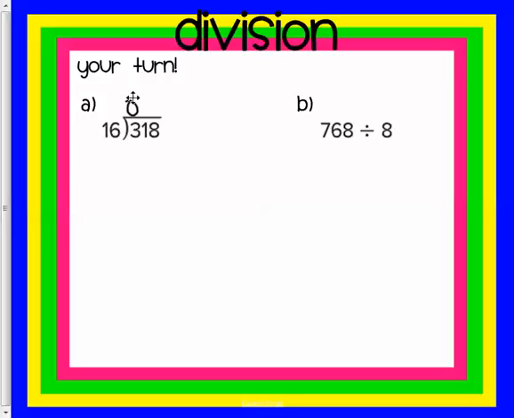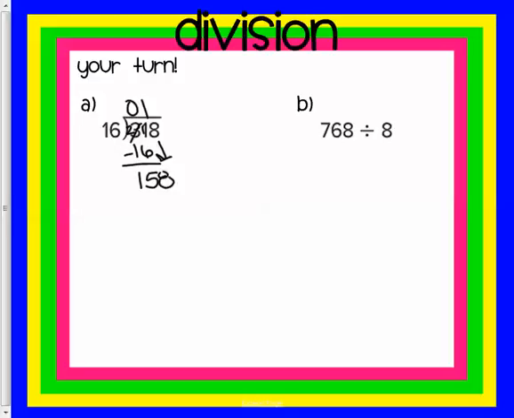16 goes into 31 one time. Bring down your 16 and subtract. 31 minus 16, I regroup. This becomes a 2, this becomes an 11. So 11 minus 6 is 5, 2 minus 1 is 1, excuse me. Bring down my 8.